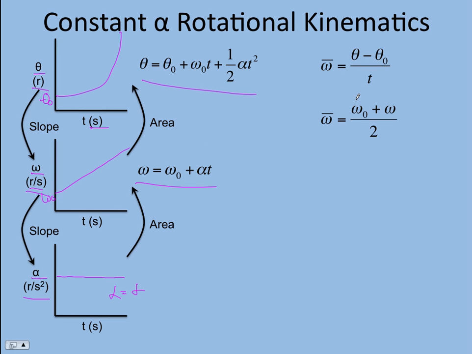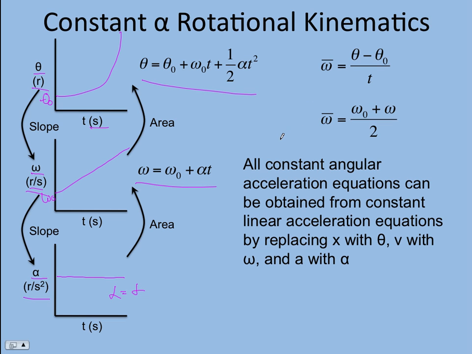And so it sure looks like we're just overloaded with equations now. But look at a pattern. All the constant angular acceleration equations can be obtained from the constant linear acceleration equations. Everywhere you see an x, put in a theta. If you see a v, put in an omega. See an a, put in an alpha, and there you go. And so compare these with the equations on the previous screen.